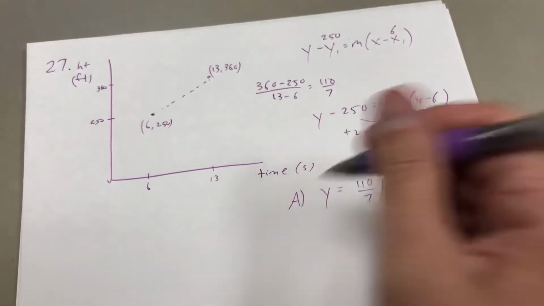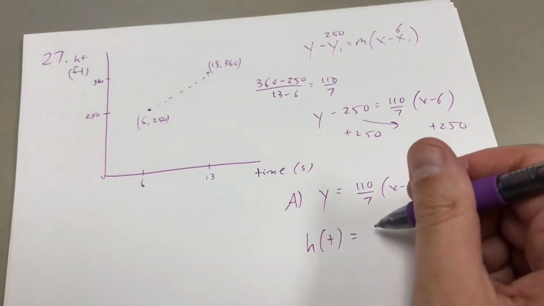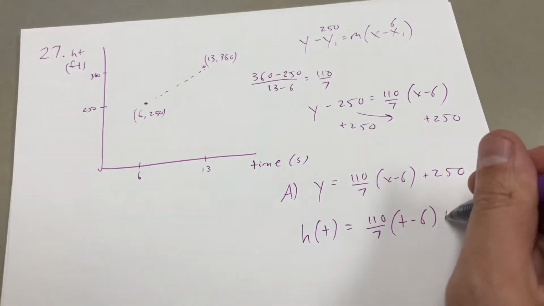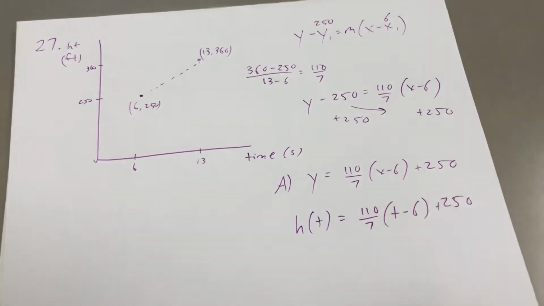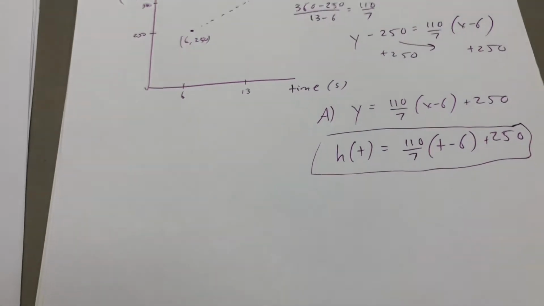So that's part A. Oh, we need to rewrite this. It was supposed to be an H equation, so I'll call this H of t equals 110 over 7 times, and it's supposed to be a time, so time minus 6 plus 250. That probably fits the format that they requested in the question a little bit better.